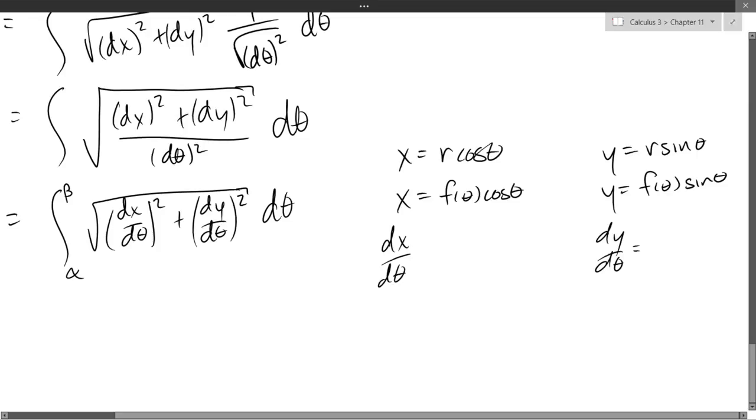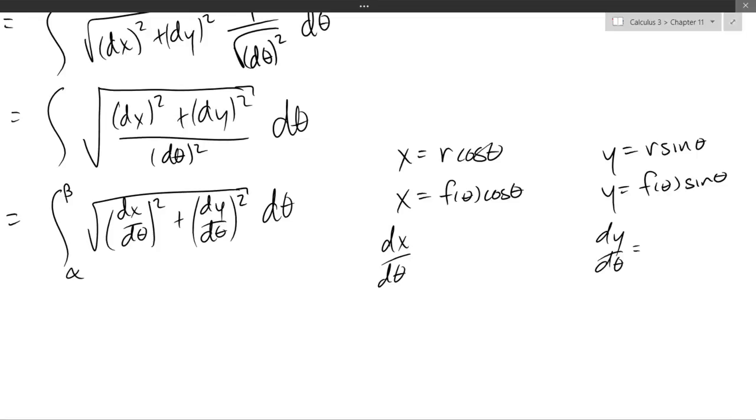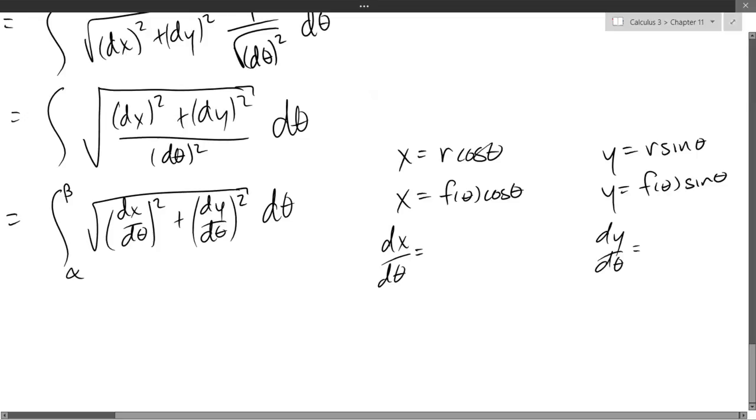All right, compute those two, and then square them and put them into the formula here. What rule do we need to compute these? I think we did this before. Product rule. So it's just a little bit of a product rule. And you don't know anything about the derivative of f, so you can just write it as f prime of theta. So I'll start you out with that.